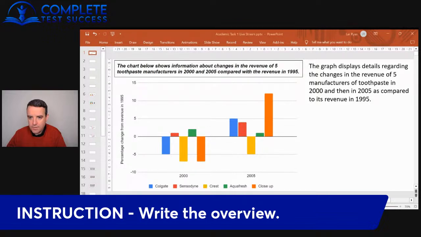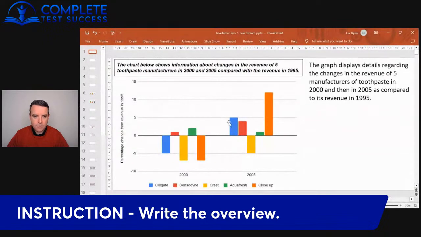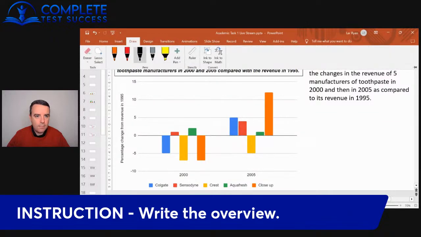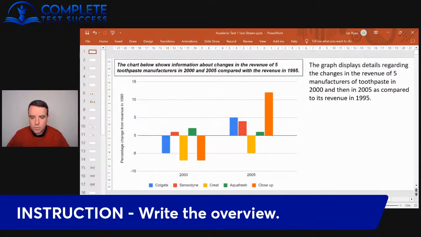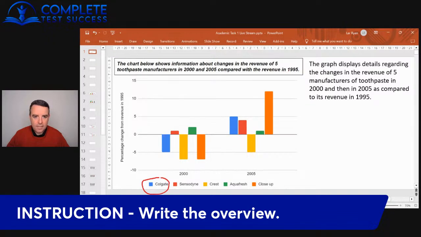Okay, so I'm not sure if anybody's going to attempt this overview. Maybe it's too difficult. Maybe you guys are puzzled about what you want to do here. So let me have a go for you. We have two options here. Let's look at Colgate first, and we'll say Colgate had a decrease in revenue in 2000 compared with 1995, and an increase in 2005 compared to 1995.